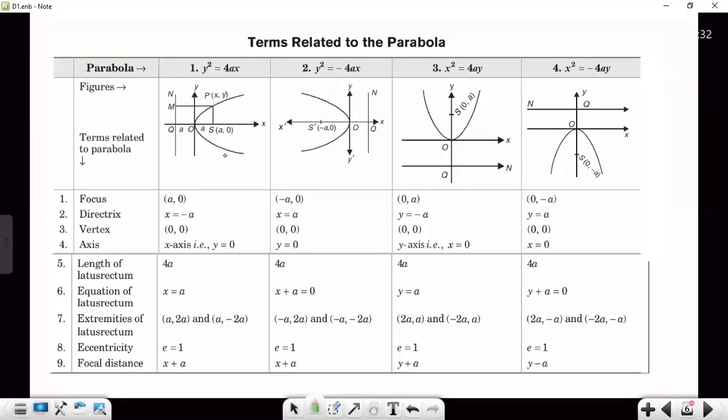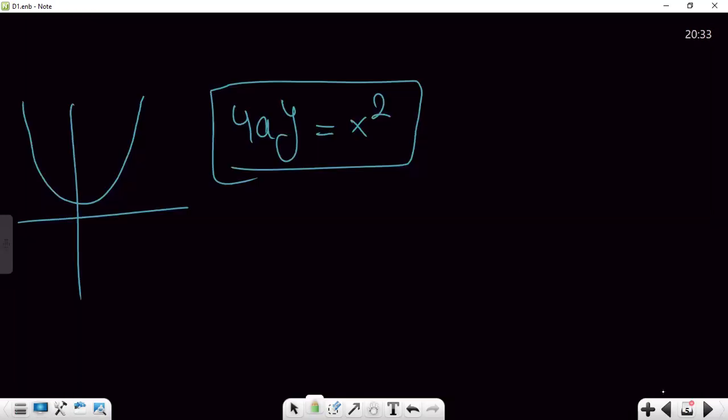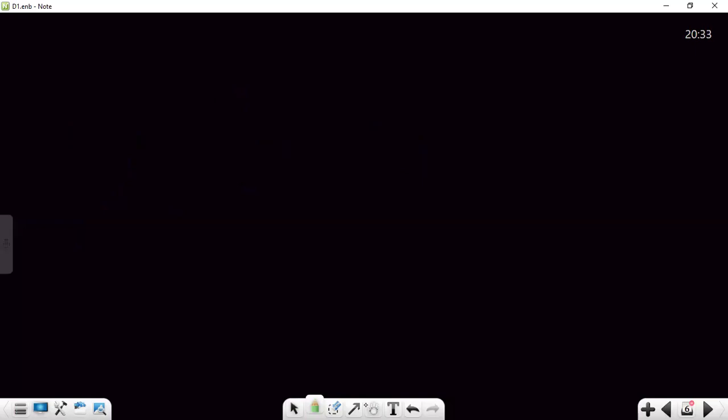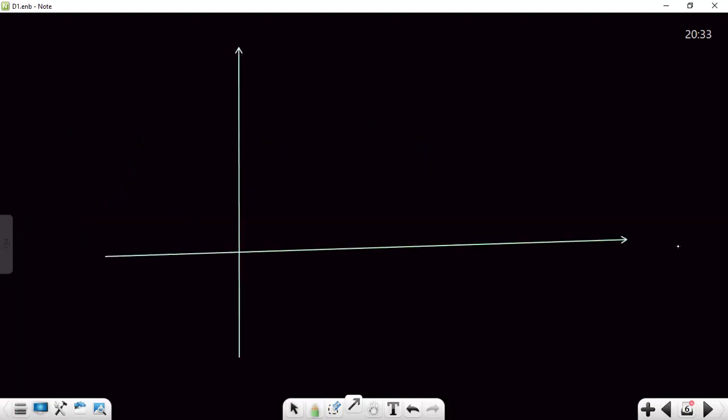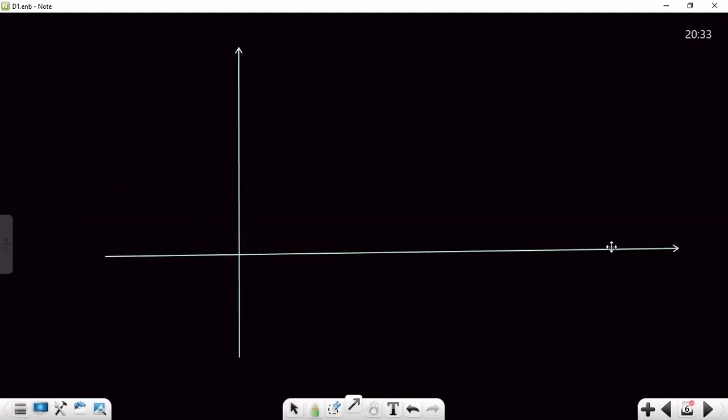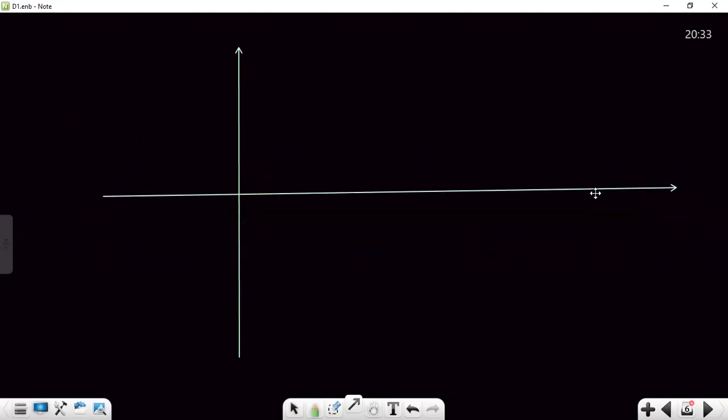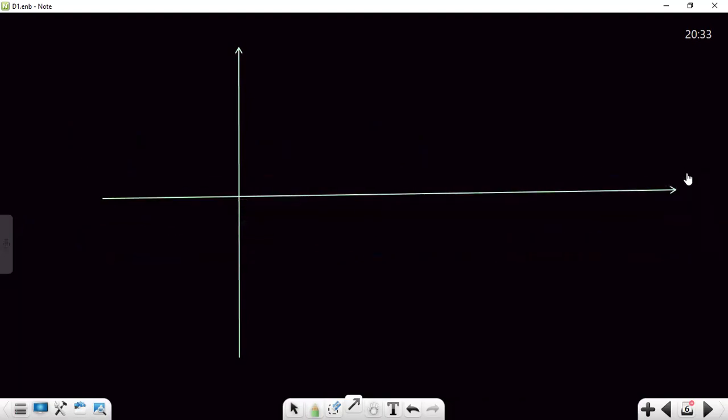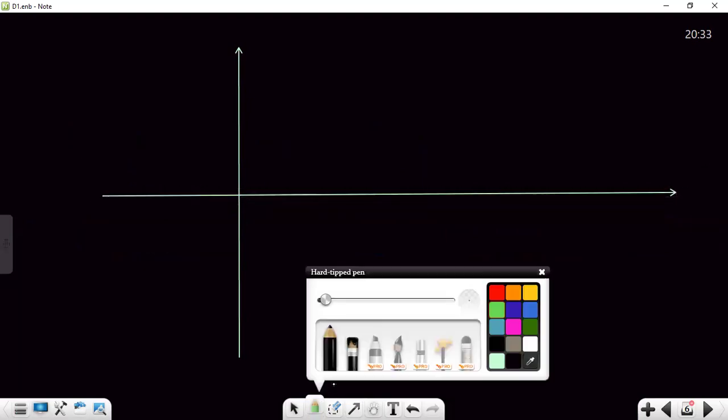So let's look at the picture. This is y square is equal to 4ax. Now, instead of looking here, let me draw it for you. This is the y-axis and this is the x-axis. Let me draw the parabola.